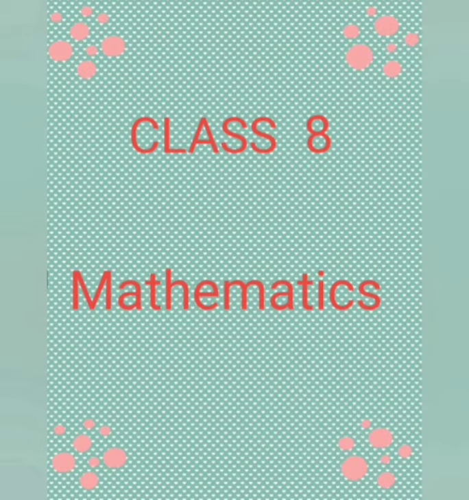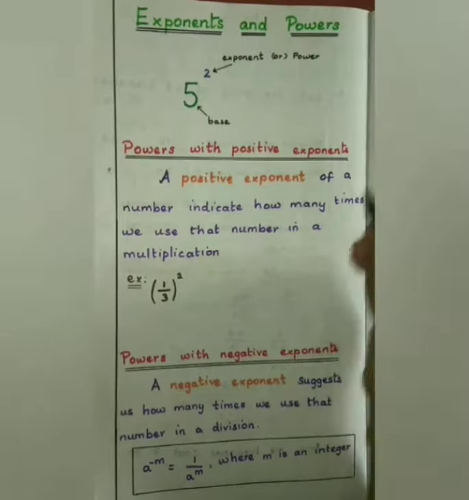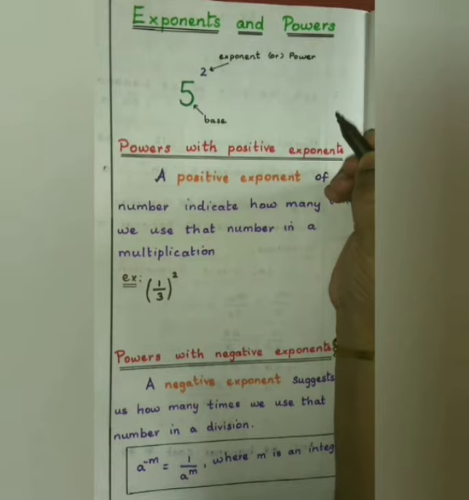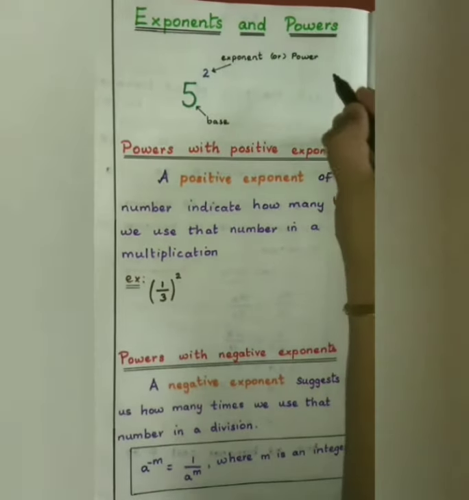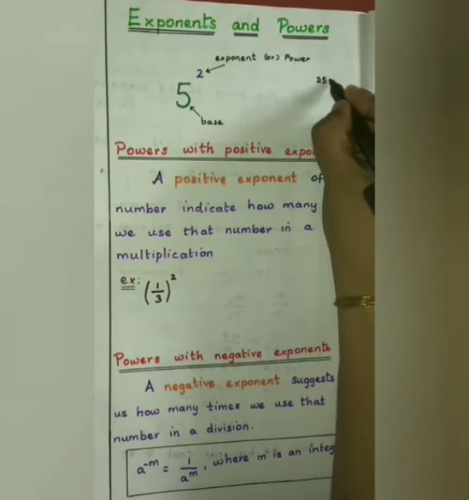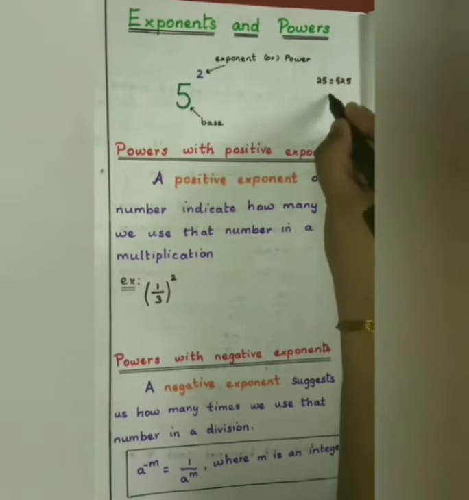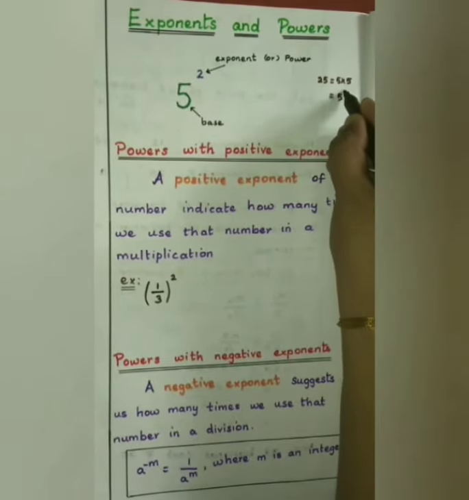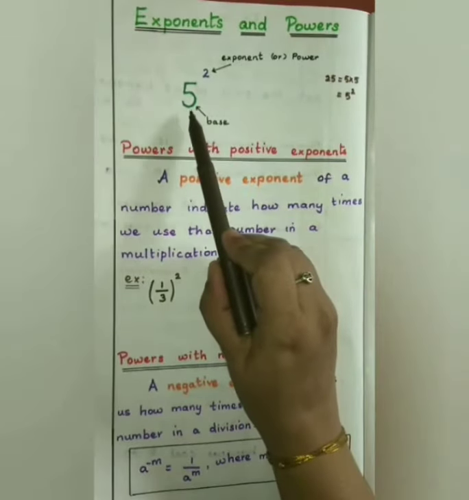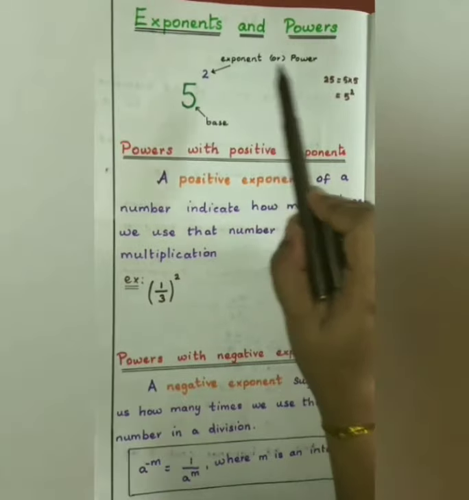In today's class, we are going to see in Unit 1 about exponents and powers. We know how to express some numbers as squares and cubes. For example, you take 25. 25 can be written as 5 into 5, which is 5 square. Here in 5 square, we call this 5 as the base number and 2 as the exponent or the power.